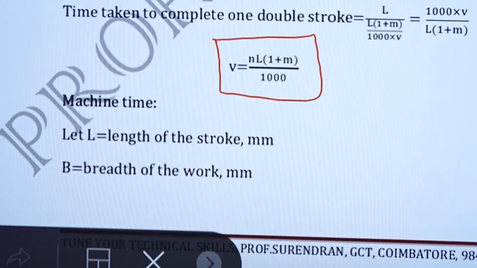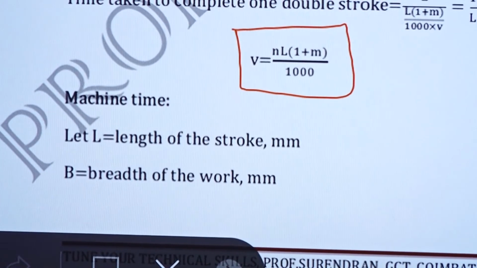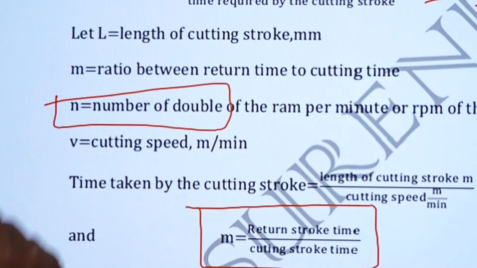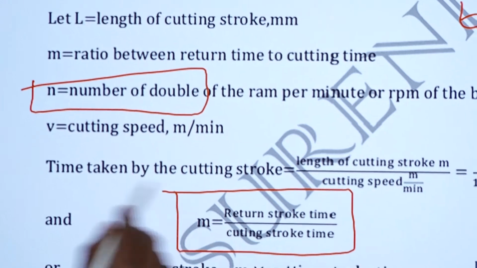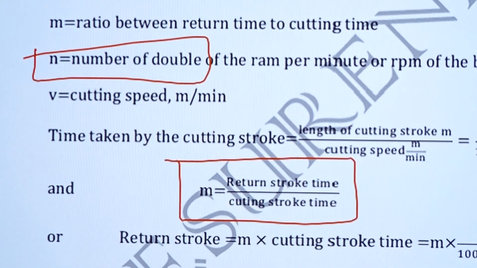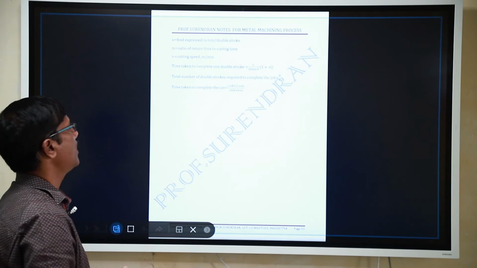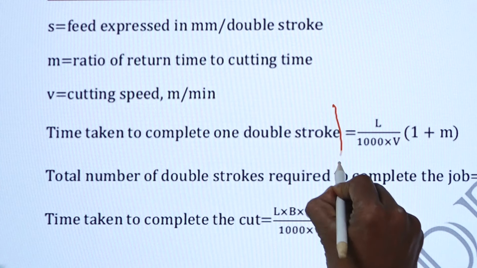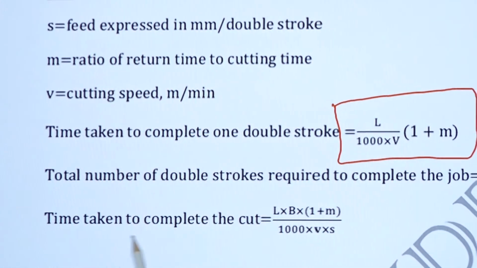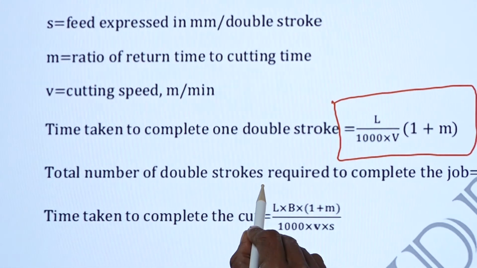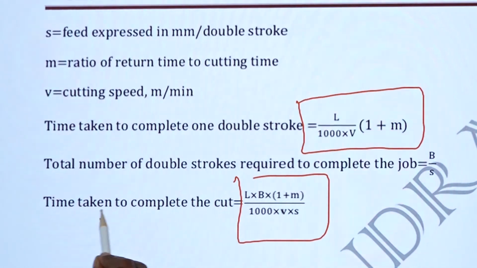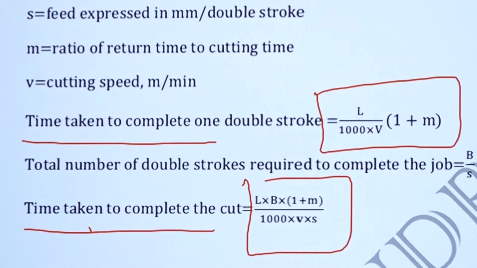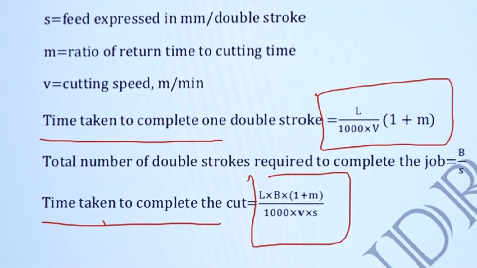Here L is the length of stroke and B is the breadth of the work. N is the number of double strokes and m is the ratio of the return stroke time to the cutting stroke time. Next we are going to find the time taken to complete one double stroke. The total number of double strokes can be found by the time taken for the complete cut divided by the time taken for one double stroke. Based on that we can use the formula.